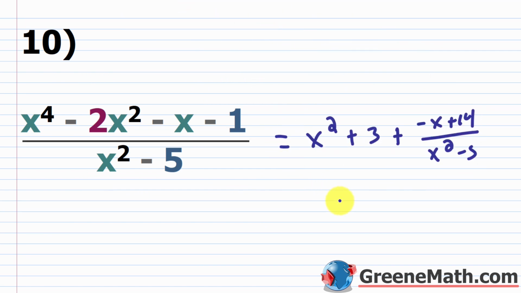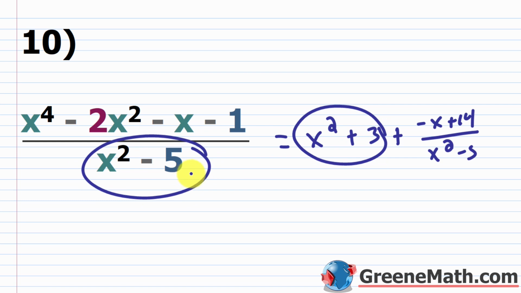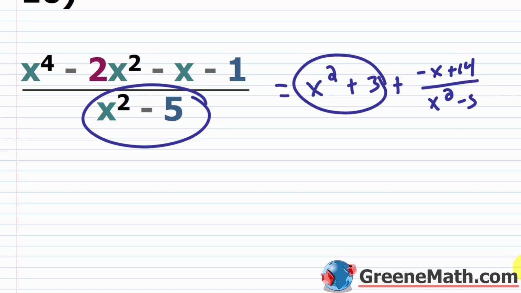And again, if you wanted to check this, you could, right? So you'd multiply this times this, okay? And then when you're done, you just add this negative x plus 14, and you'd basically be back to this. And we can do that real quick just for clarity. If you don't care, then you could just exit the video. But let's go ahead and do that real quick just to prove to you that this works.